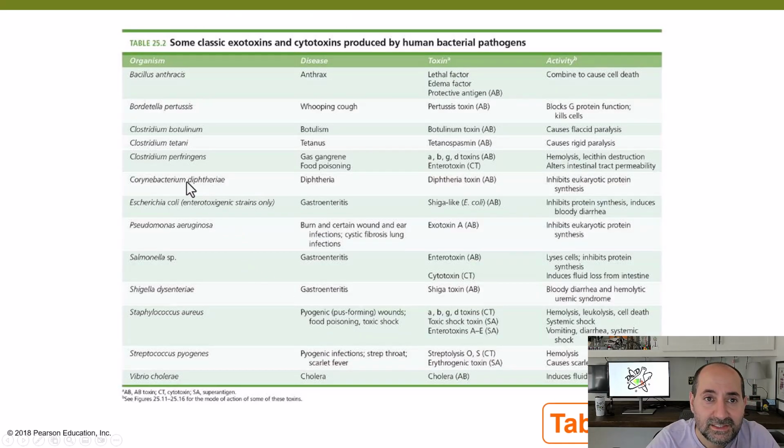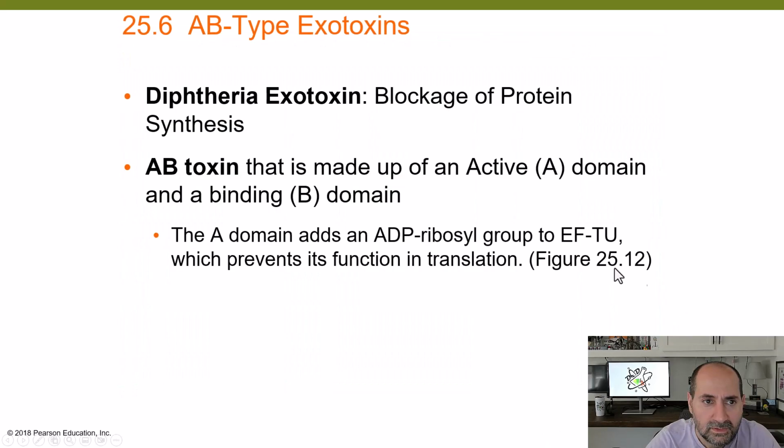Here you can see a list of organisms and the diseases they cause and the toxins they produce. Okay, and how the toxin works. So let's start with an AB type exotoxin. First of all, an AB toxin is made up of an active or A domain and a binding or B domain. And the example here is Diphtheria exotoxin.